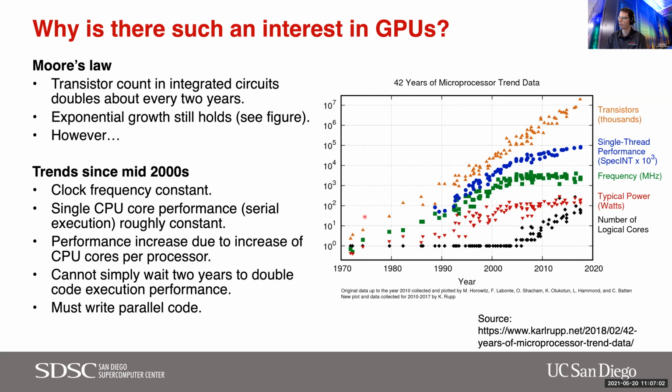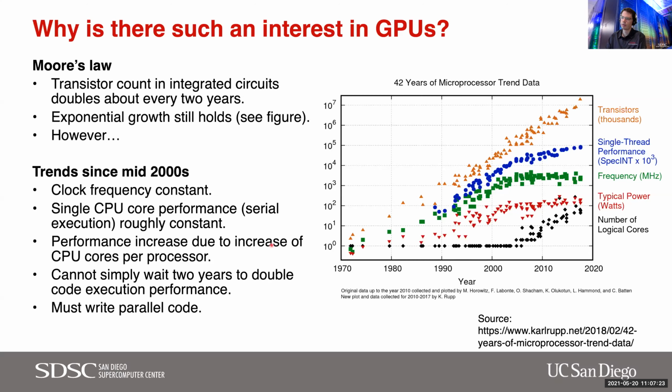The clock frequency in particular has not been going up anymore since the early 2000s, which means that the serial execution performance is roughly constant. That's not entirely true, of course, but it's not automatically much faster, or it's not getting much faster, your code, if you have a serial code. You can't just wait 2 years and it gets faster.